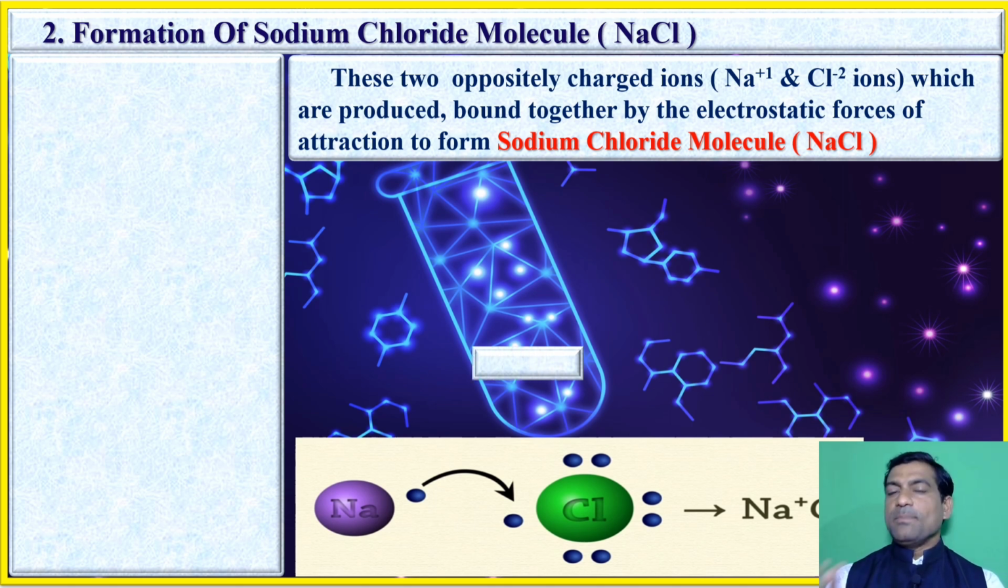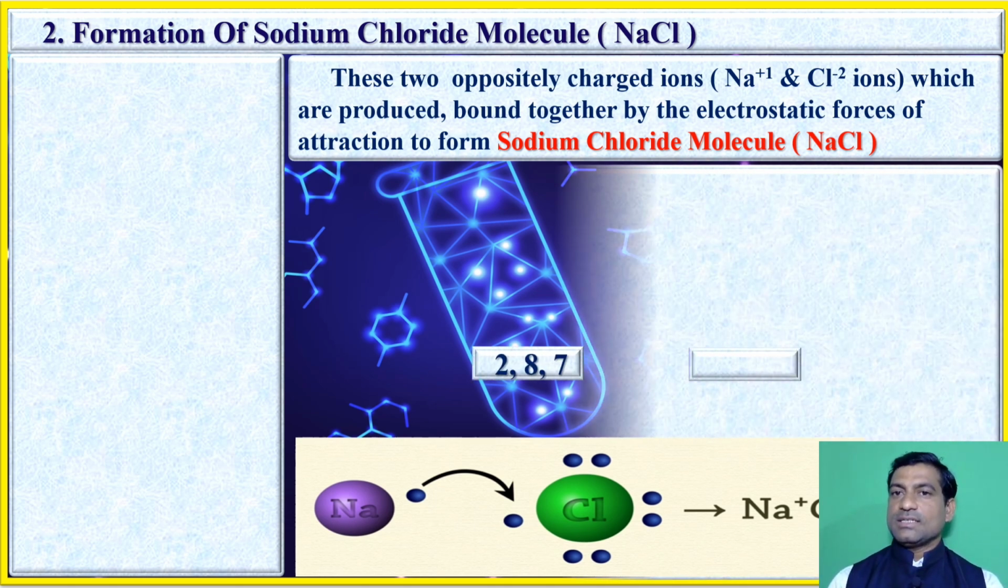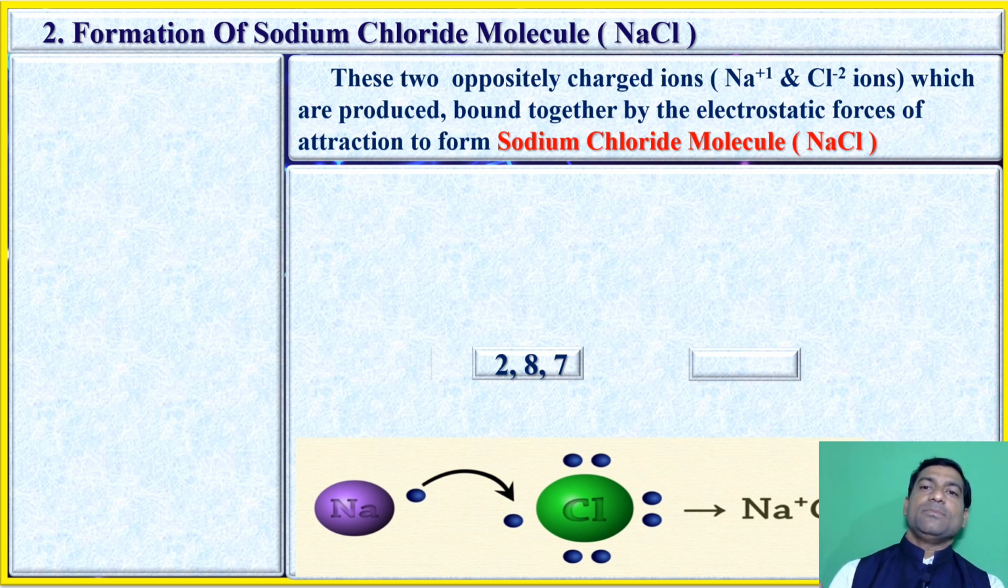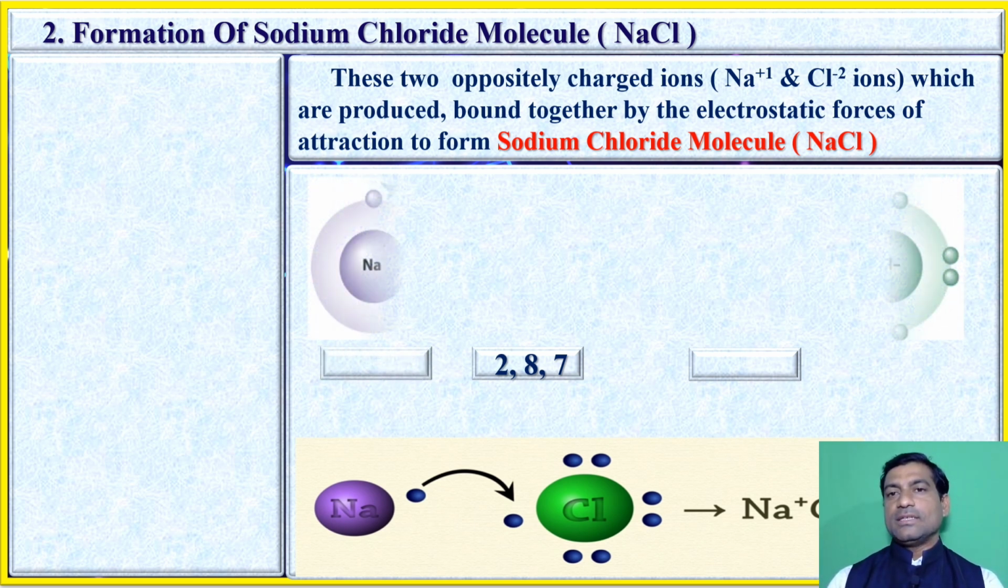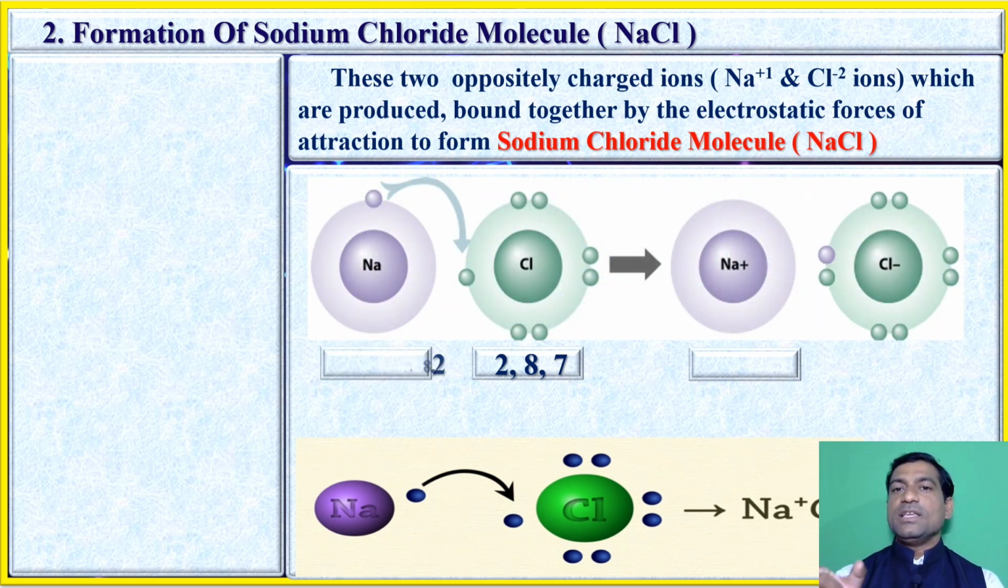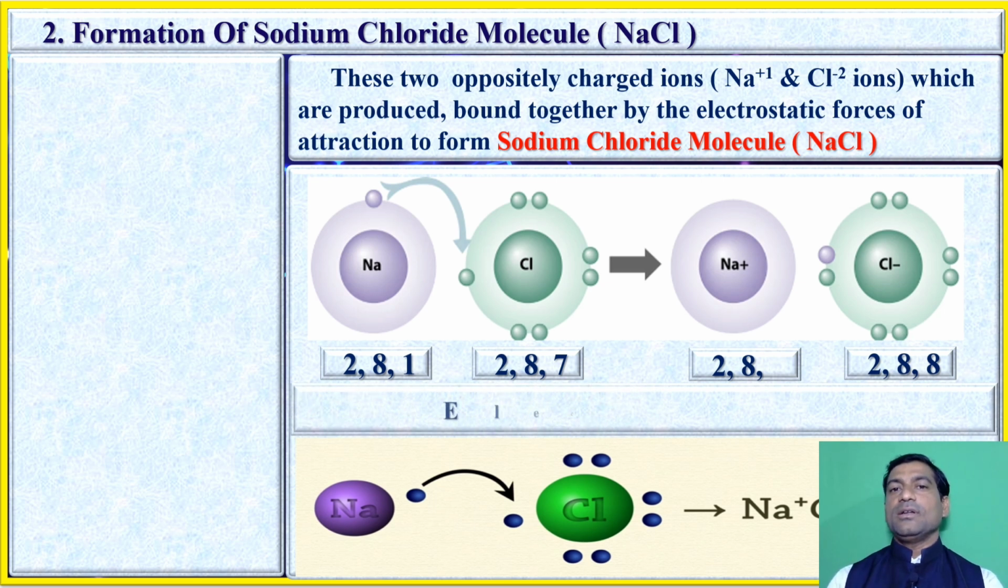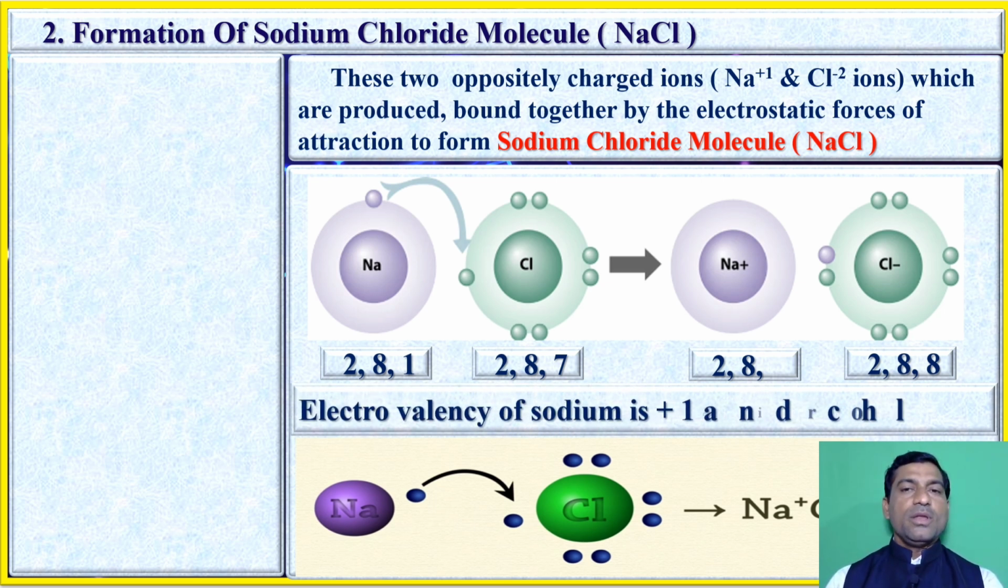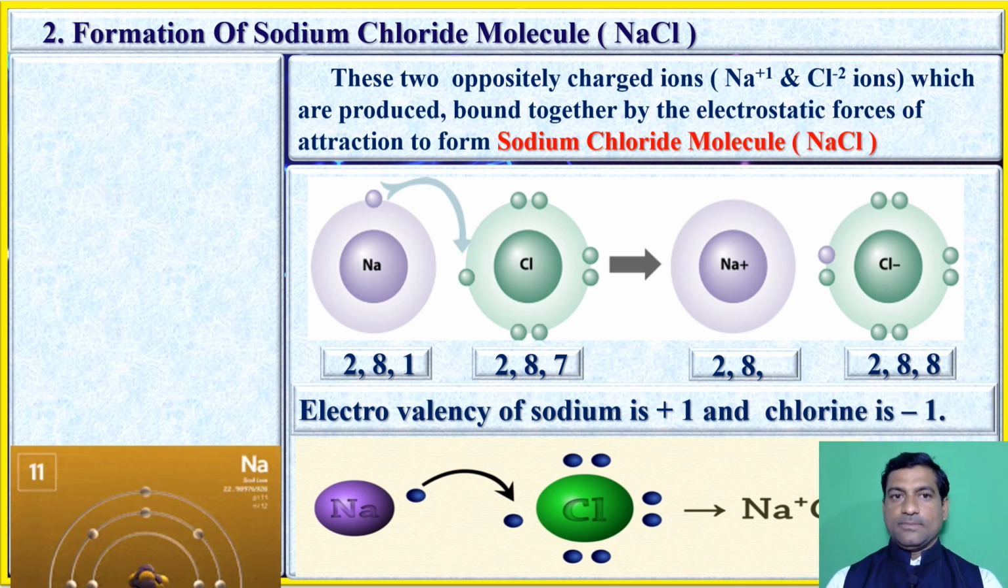It means the sodium can donate 1 electron and it acquires a positive charge, and chlorine can accept 1 electron, it acquires a negative charge. These oppositely charged ions combine with each other, they form a bond. That bond is called an ionic bond between the chlorine and sodium atom.